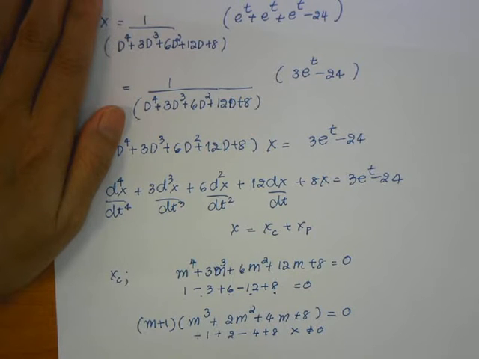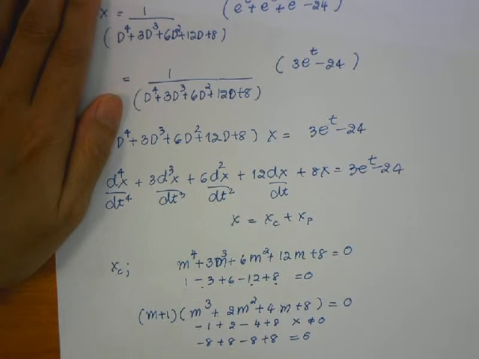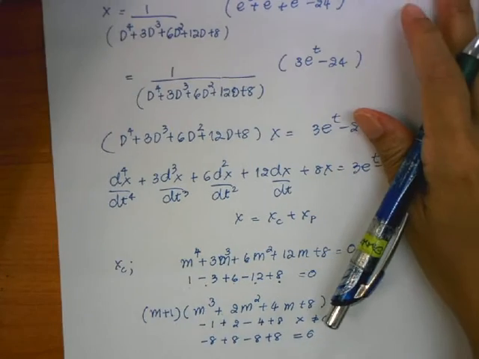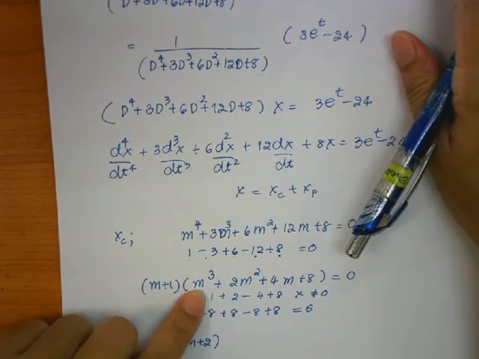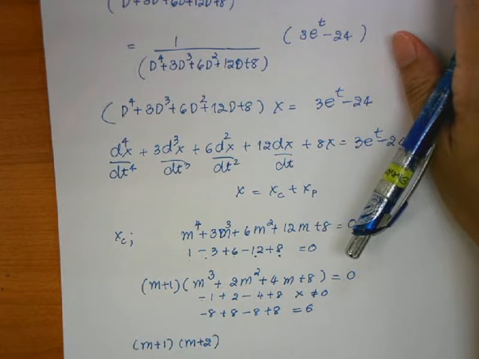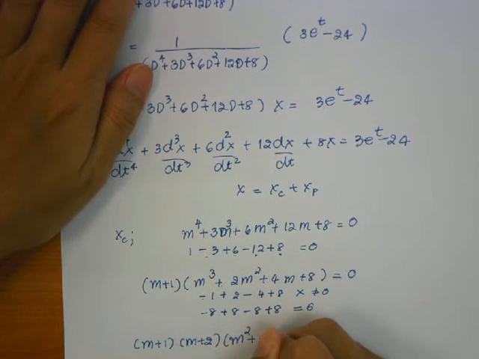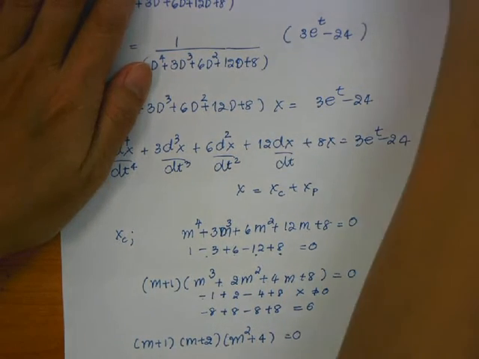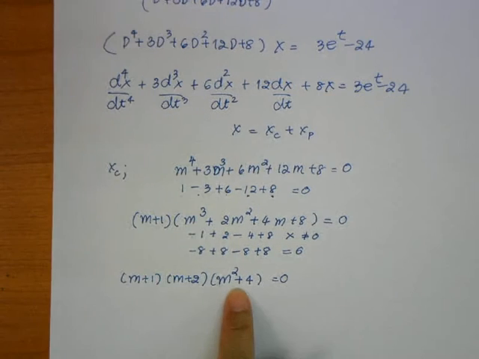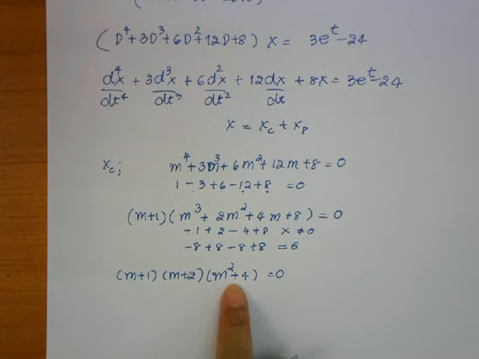So the next number I would use is m equal to minus 2. I would get minus 8 plus 8 minus 8 plus 8, which is equal to 0. So that means another root is m plus 2. Then I use m plus 2 to divide this equation, and I would get m squared plus 4. Now I know that the next two roots are plus minus 2i.